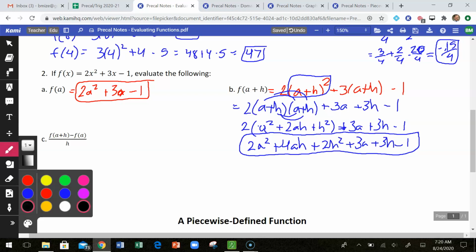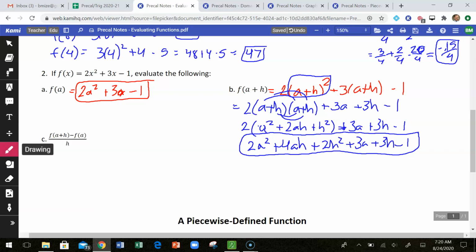So this next part is something that is actually an application that we're going to need to know later on when we get into some calculus. And it's called a difference quotient. F of a plus h minus f of a all over h. And we're going to simplify this. Now we already have the top part of this. We already have f of a plus h, and we already have f of a.